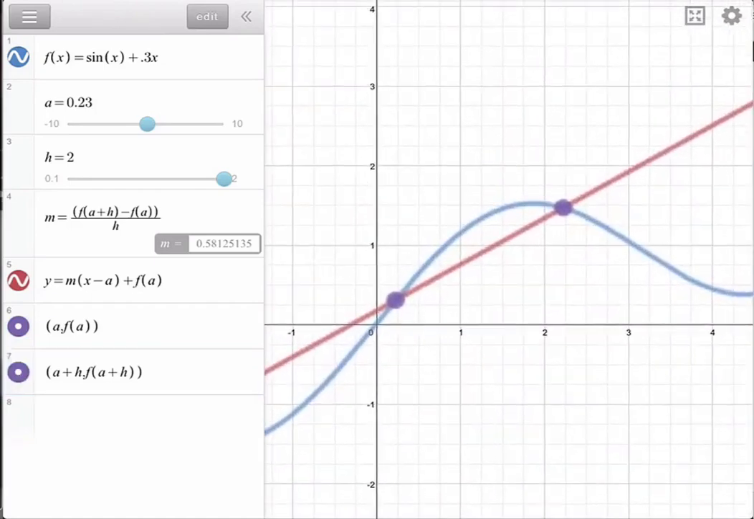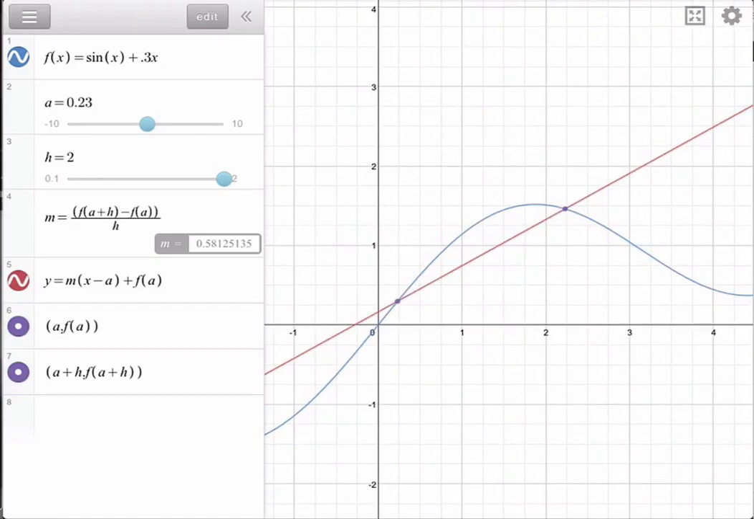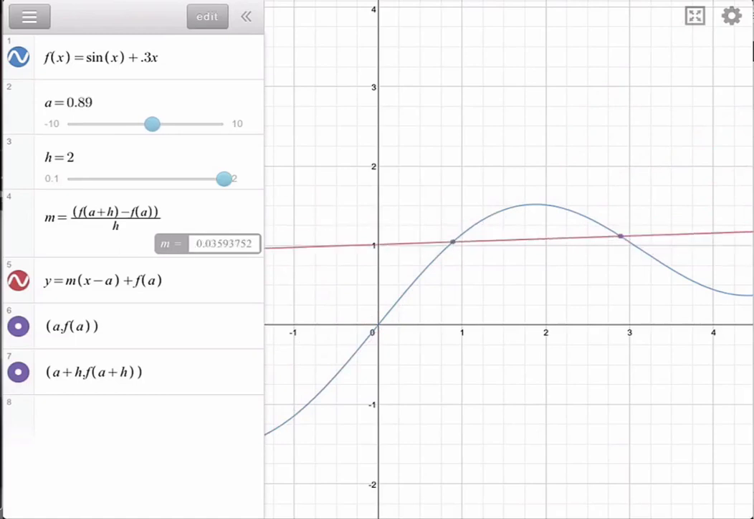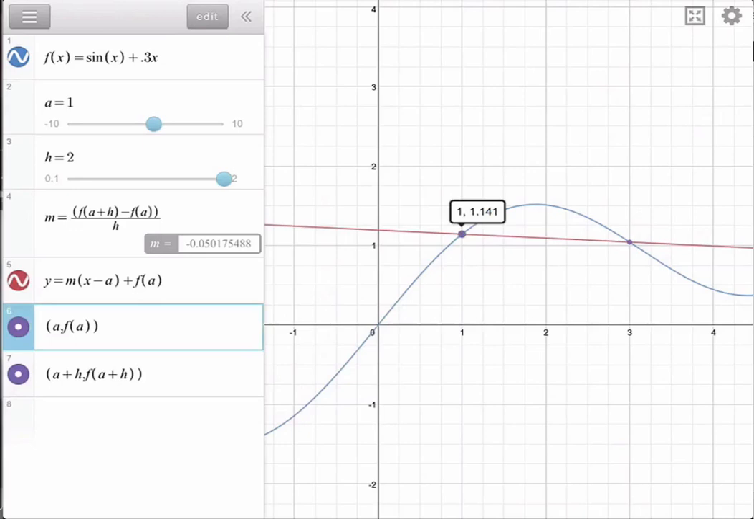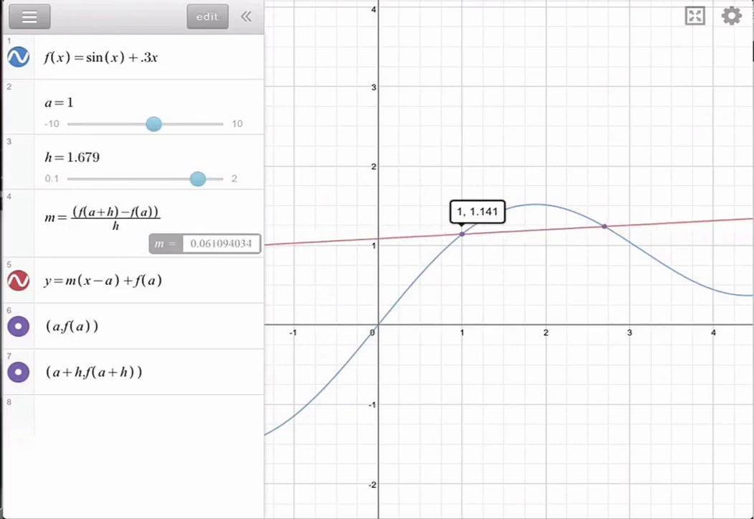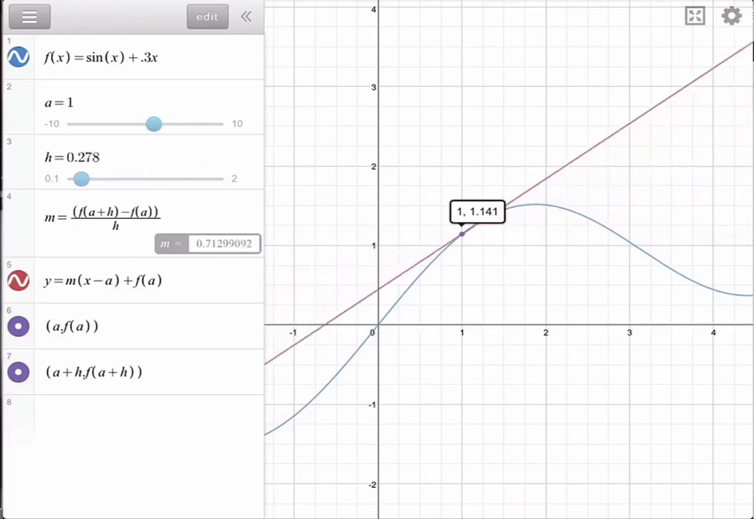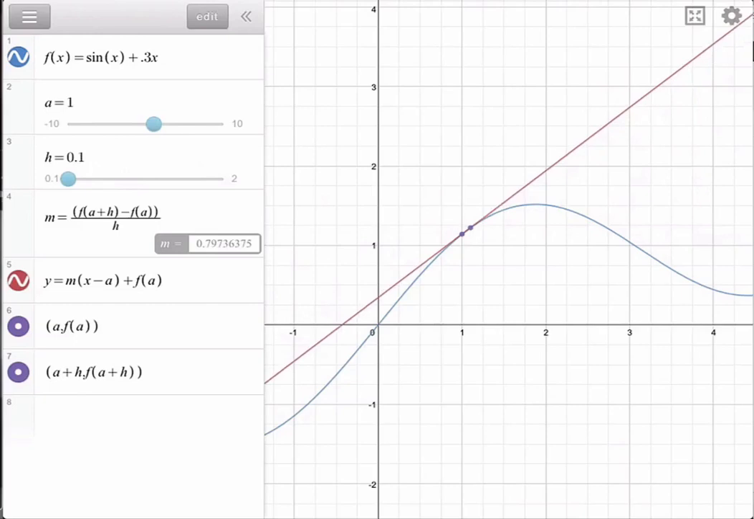So let's zoom in a little bit here. And let's just say that we want to find the slope of the line at x equals 1. So we want to find the slope of the blue line right here. So what we can do is take this secant line and actually move the other point closer, and eventually we're going to get a really good approximation of the slope of the tangent line as this gets closer and closer to our point. So now you can see that the slope of the red line is very close to the slope of the blue line.